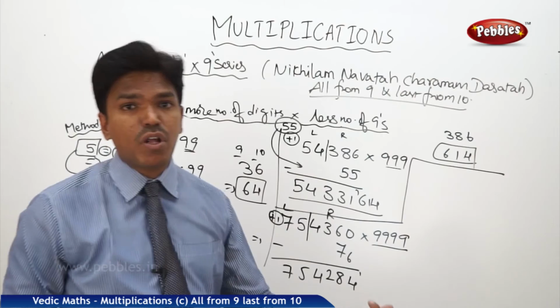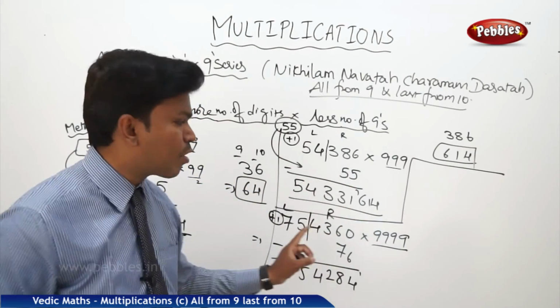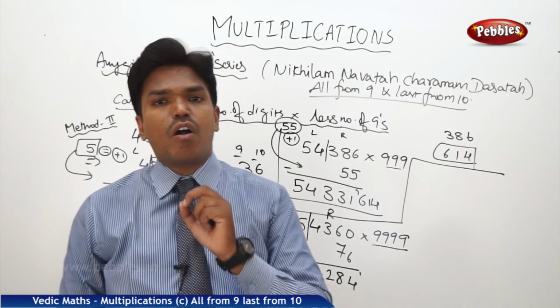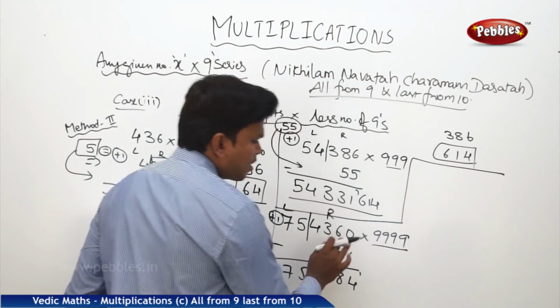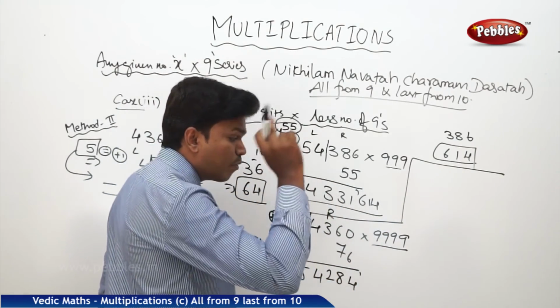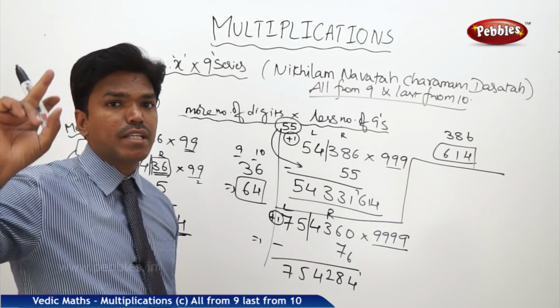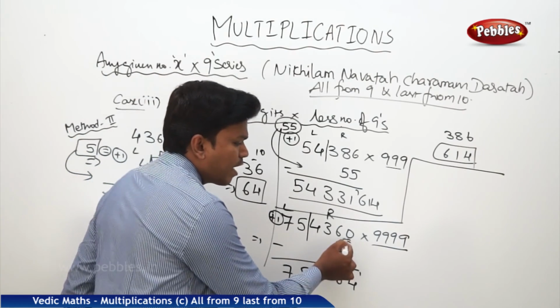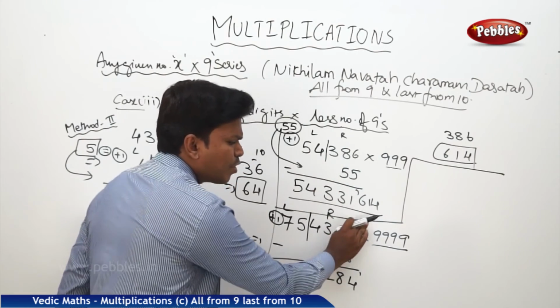To get the right side part of the answer, what do I need to do? Go for the right side part of the number. What is the right side part of the number here? 4360. You simply need to apply all from 9 last from 10 to this number. How can we apply all from 9 last from 10 to this number? Remember, you have to recollect the technique which I taught you in the previous case. Whenever you are getting 0 at the end for all from 9 last from 10, you just ignore 0 for some time.